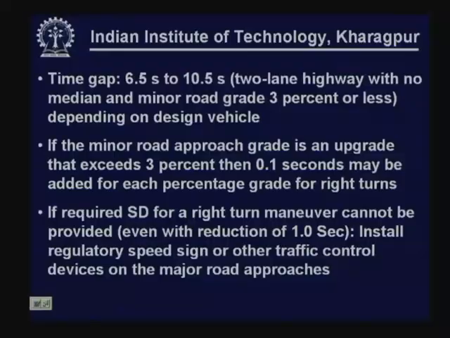So, in this case also, if the minor road approach grade exceeds 3%, then ASTO recommends that 0.1 seconds may be added for each percentage grade for right turns. Now, if the required side distance for a right turn maneuver cannot be provided, even considering this reduction in time by 1 second, then one should explore the possibility of installing a regulatory speed sign or other types of traffic control devices on the major road approach, so that the speed can be regulated on the major road.